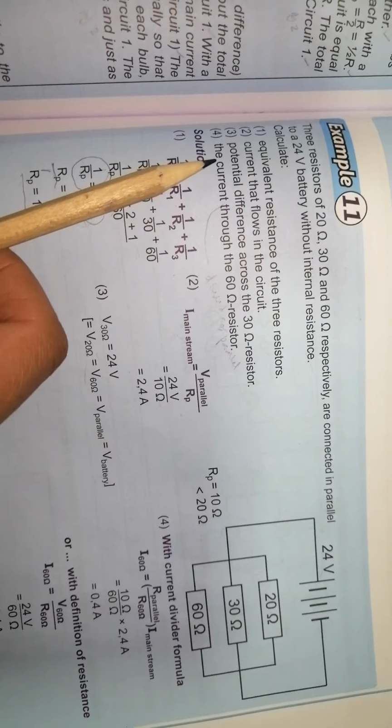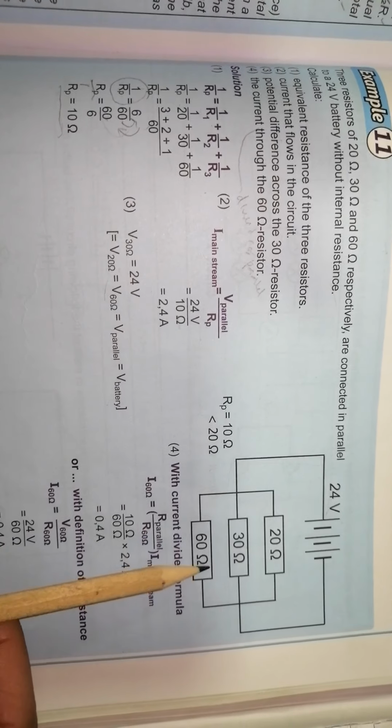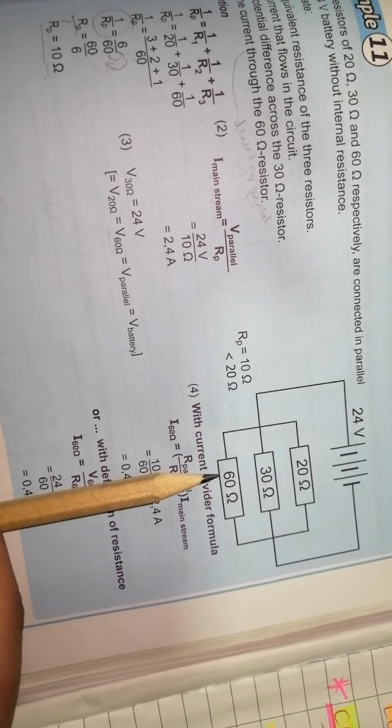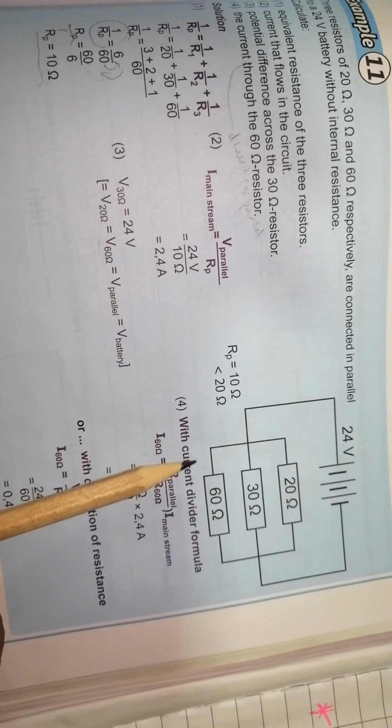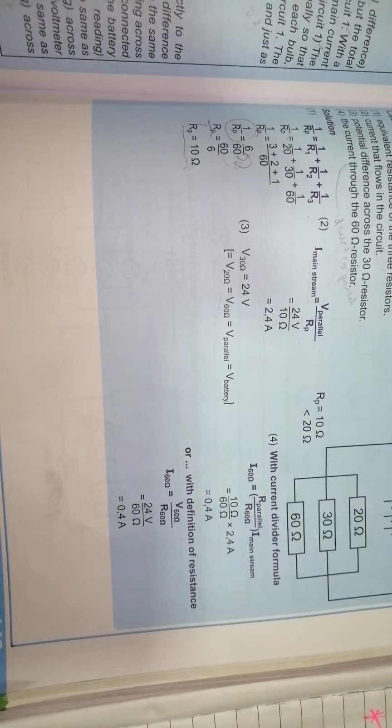Right, the last one. The current through the 60 ohm resistor. So they're asking us how much current is going through this resistor. Now we know current in a parallel circuit is divided, which means the current going through this 60 ohm resistor is not the total current. It's only some of that current. It's a fraction of that current. Now there's 2 ways you can work this out. You can either use the current divider formula, which is this formula here, or you can use the normal resistance formula, which is R is equal to V over I. So I'm going to show you both ways.